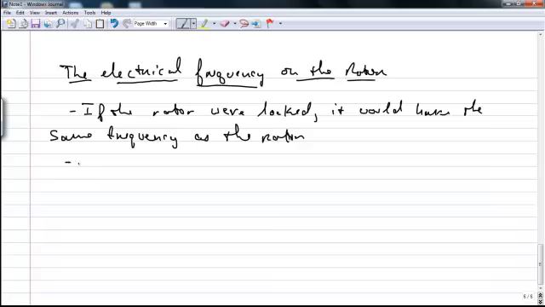The other extreme would be if the rotor were moving at synchronous speed. And if that were the case, we've already said that the induced voltage would be zero, the current would be zero, and therefore the magnetic field in the rotor would be zero and the torque would be zero, but also the frequency would be zero.